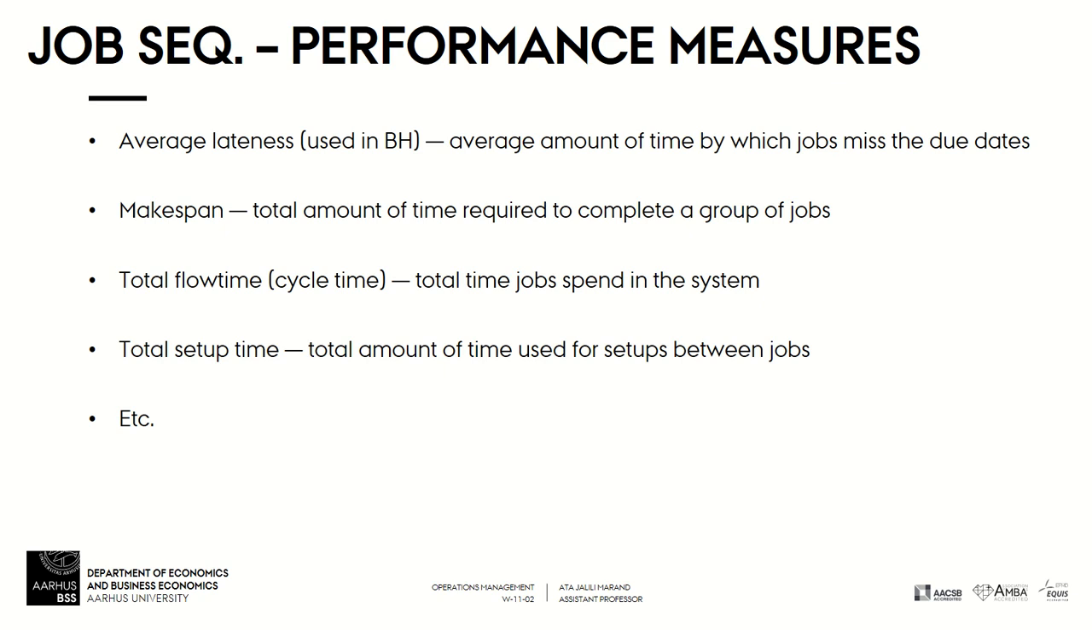Here our concentration will be on average lateness, which is the average amount of time by which jobs miss the due dates. So we will try to implement different job sequencing according to different priority rules or sequencing rules, and then compare these different rules using average lateness as a measure for the performance.